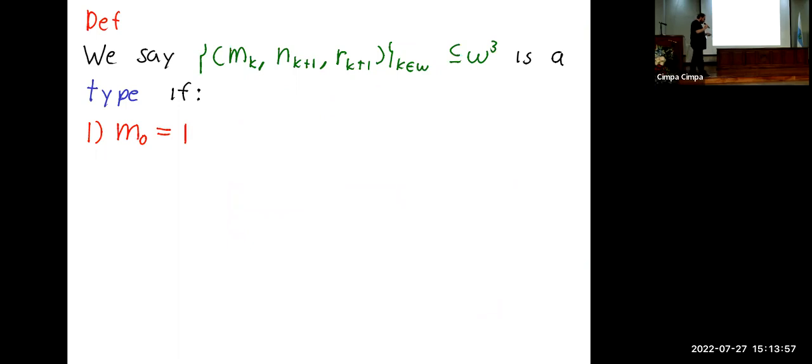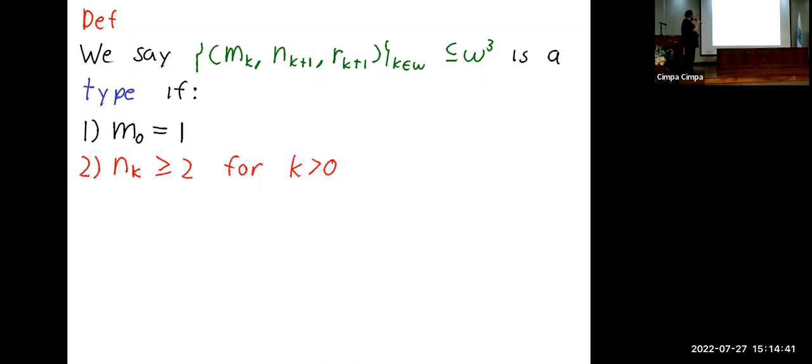Okay, so now we need to see the definition of type. This type has nothing to do with the notion of type in model theory; it's another type of type. A type would be a collection of natural numbers n_k, n_{k+1}, r_{k+1}, and so on. The n starts from 0, and the n and r start from 1. So F_0 is 1, very easy. The n must always be at least 2.